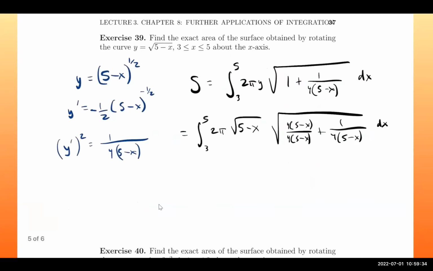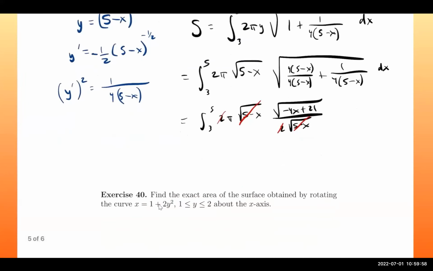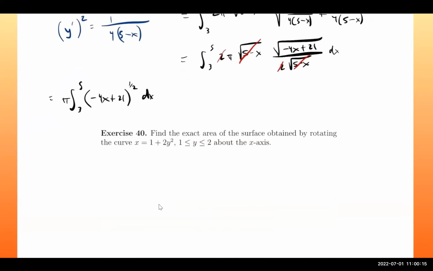Now, when you combine like terms on the top, the numerator will become negative 4x plus 21. The denominator is just going to be 2 radical 5 minus x. And as you can see, you'll be able to simplify here. The 2's cancel, the radical 5 minus x cancels. And so you're just left with this integral from 3 to 5 of pi times negative 4x plus 21 to the 1/2 power. I'm just rewriting the square root as the 1/2 exponent.